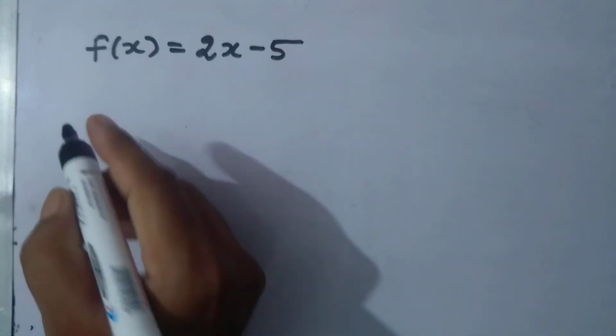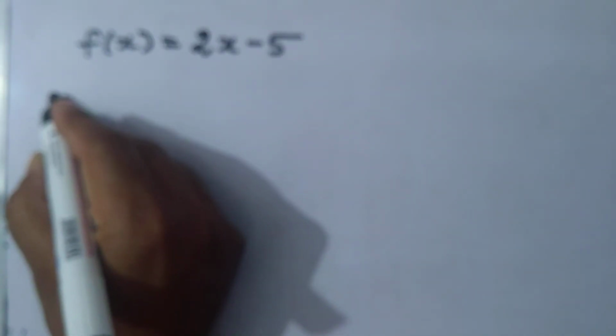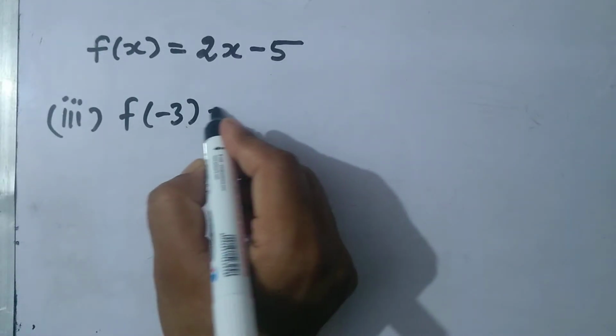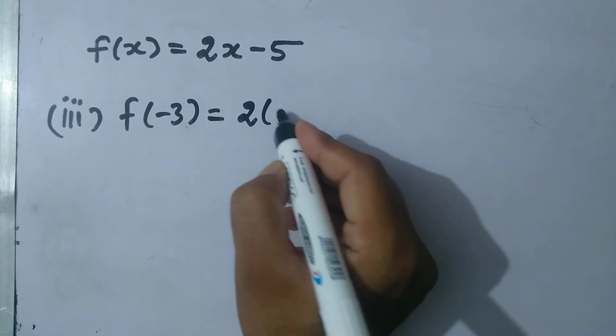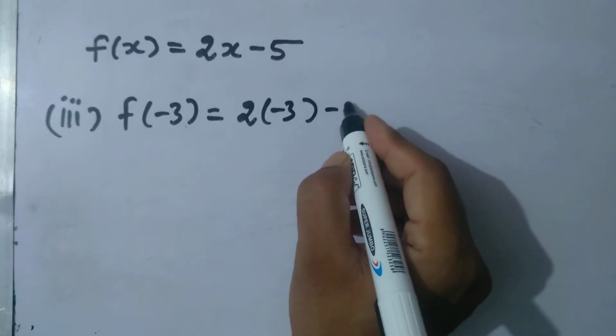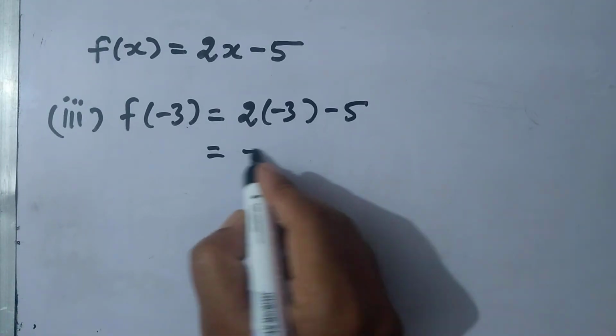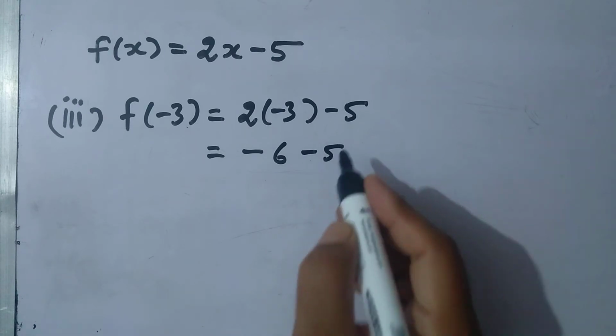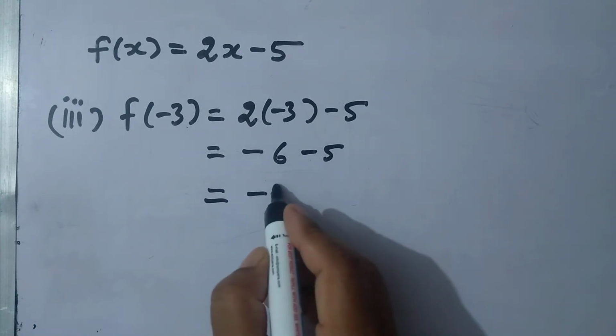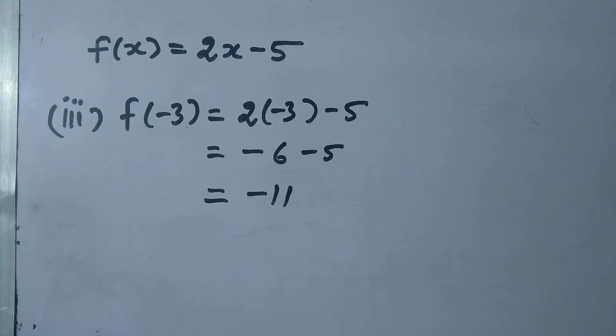Now what is the third part? Third part means f of minus 3. F of minus 3 means put x is equal to minus 3: minus 3 minus 5 equal to minus 6 minus 5. Answer is minus 11. So this is the question number 3.